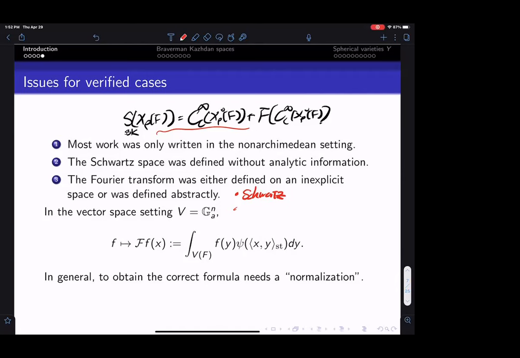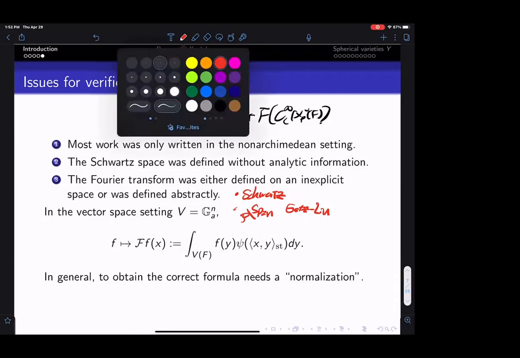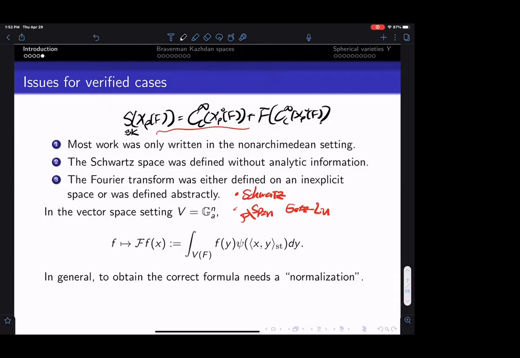But in the case of Sp_2n and P is parabolic, Getz and Liu have some work on the boundary terms. So it's related to the poles of Eisenstein series. So does that answer your question?